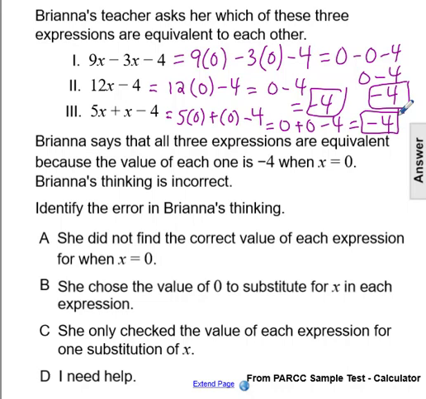So Brianna did find the correct value of each expression when she made the substitution. So that's not an error in her thinking. She is correct that each expression is negative 4 when x equals 0.